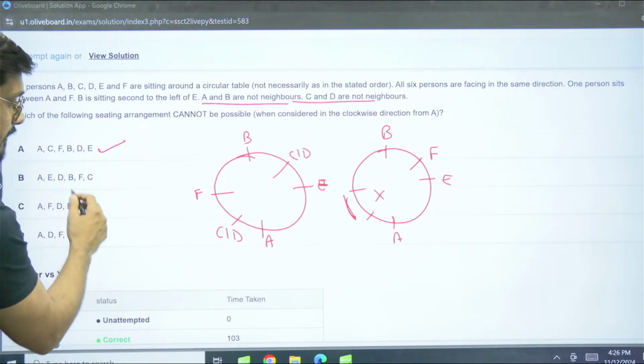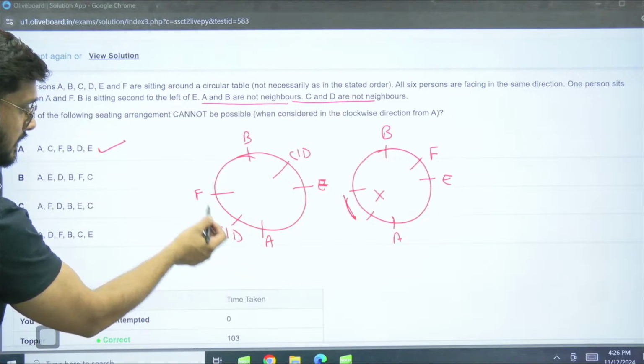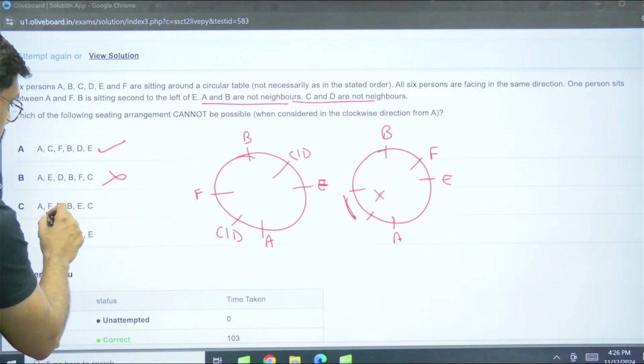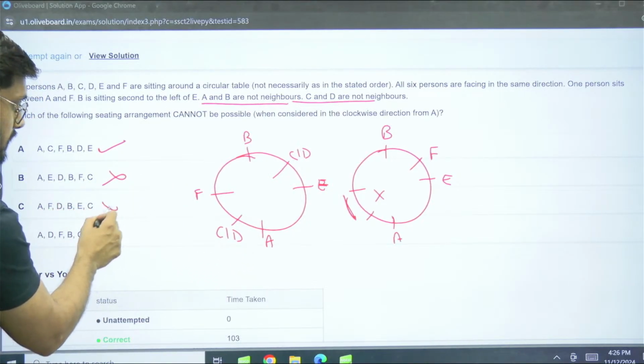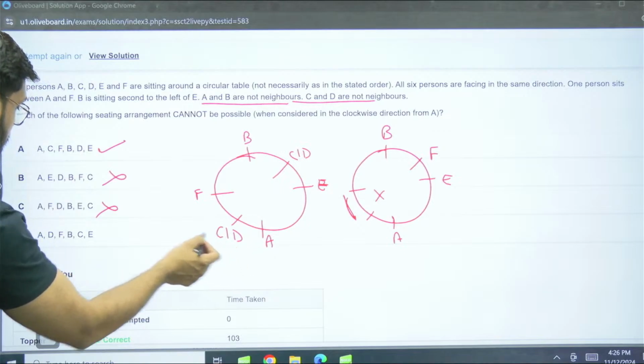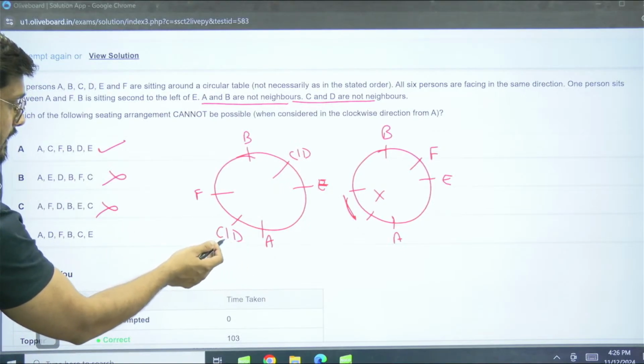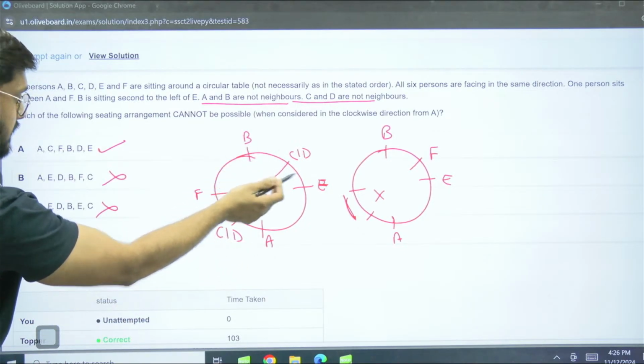A, E, D, B, F, C. A, E, D, this is not possible now. A, F, D, this is not possible now. In the clockwise direction, A, F, D. A, D, F, B, C, E. This is also possible.